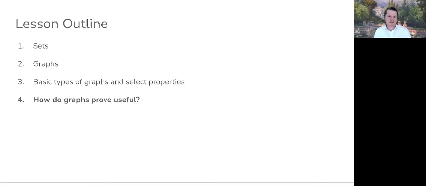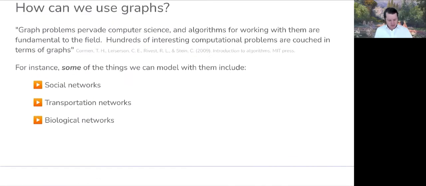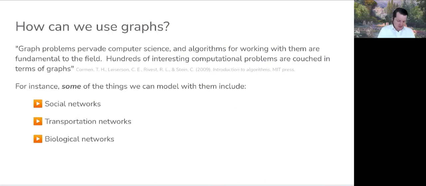And now, you might be wondering, how do graphs prove useful? And we're going to see they're going to do a fantastic job of representing relationships between different entities. So how can we use graphs?